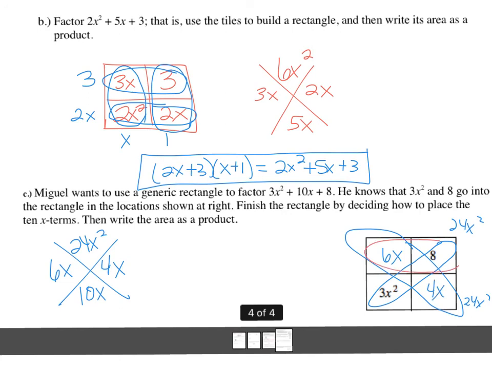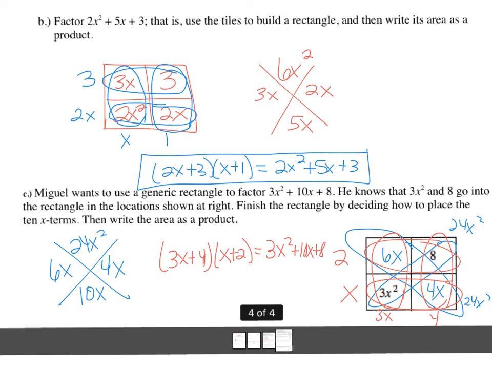So then we can factor out. These are both even, so they're divisible by 2. These are both divisible by x. Both divisible by 3x. Both divisible by 4. So we get 3x plus 4 times x plus 2. And that's our factored form.